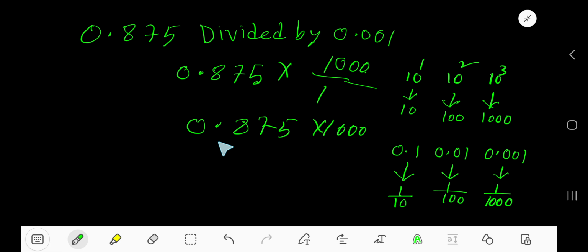Multiplication means repeated addition, that is you are adding 0.875 1000 times. And since this has 3 zeros, the decimal point will move 3 digits here. So you are getting 875, and this is the result.